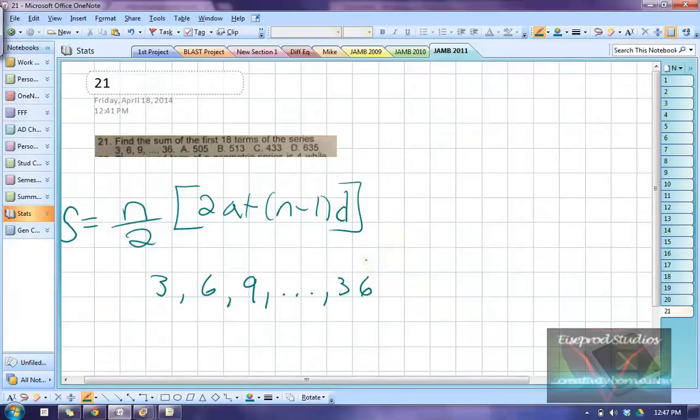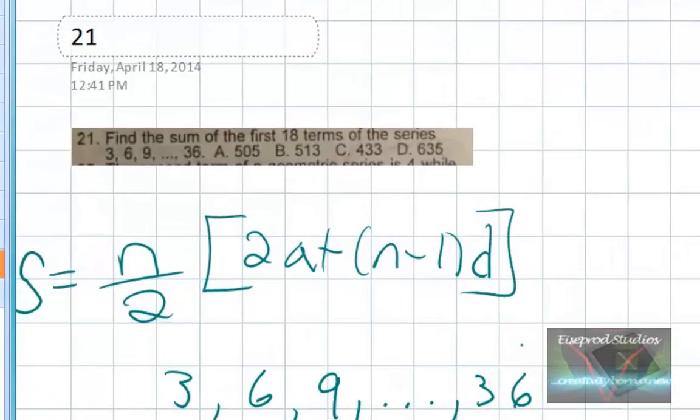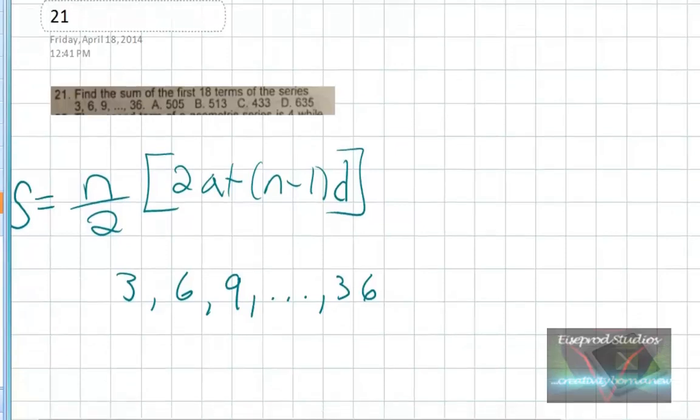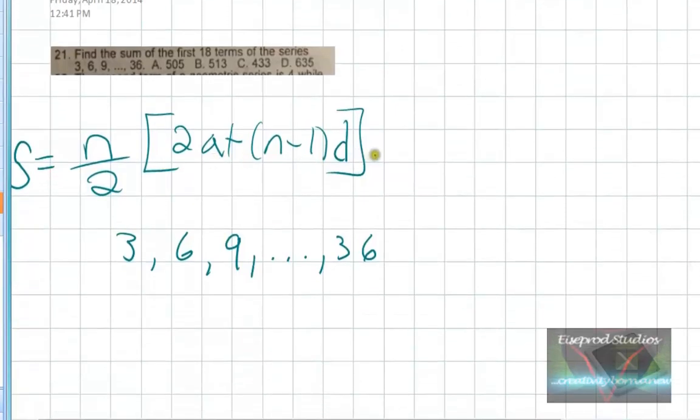21 asks us to find the sum of the first 18 terms of the series that starts 3, 6, 9, goes all the way up to 36. So the way that you want to do this is you want to use this equation. It'll get you to your answer much faster than having to figure out what the first 18 terms are and then adding them all up.